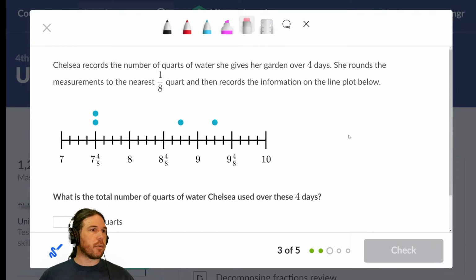Chelsea records the number of quarts of water she gives her garden over 4 days. She rounds the measurements to the nearest 1/8 quart and then records the information on the line plot below. What is the total number of quarts of water that Chelsea used over these 4 days?